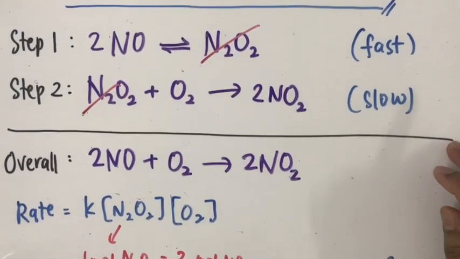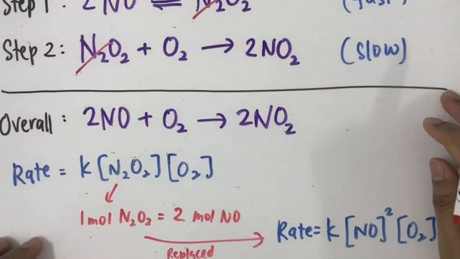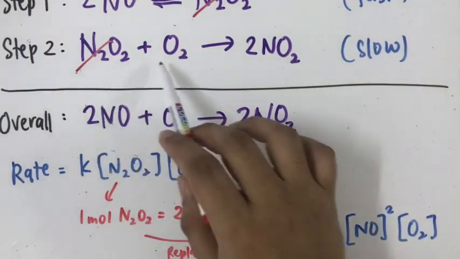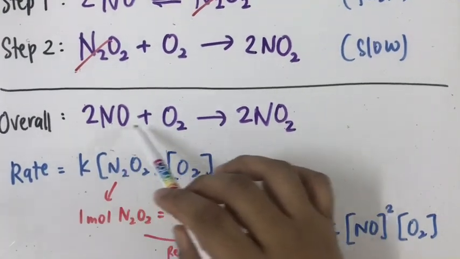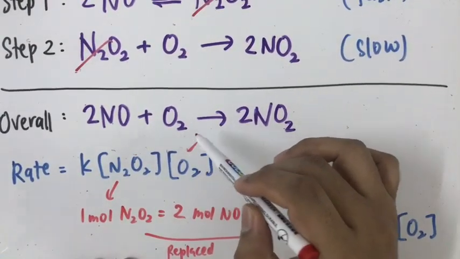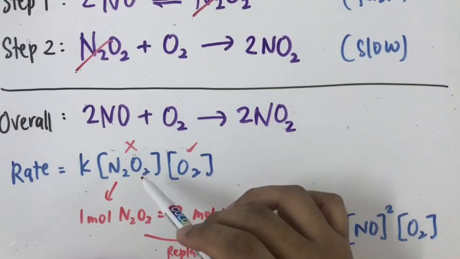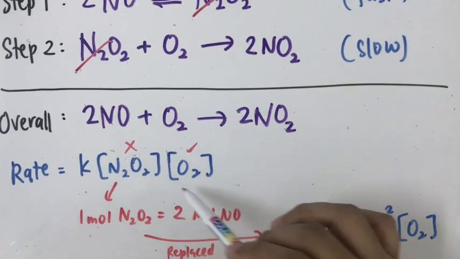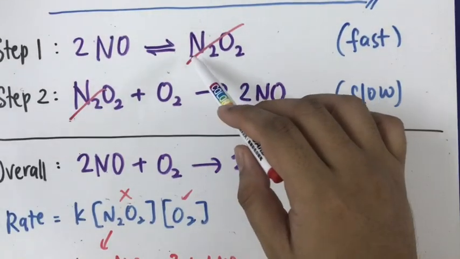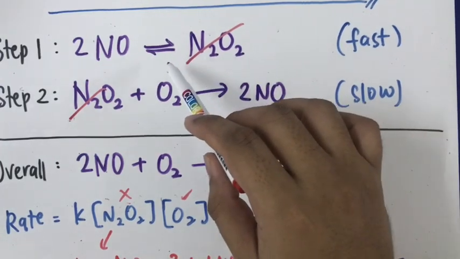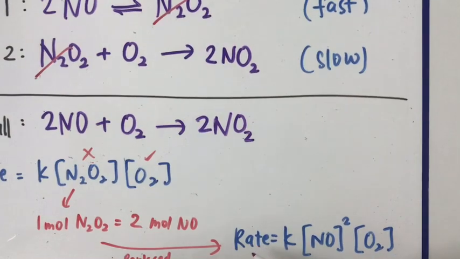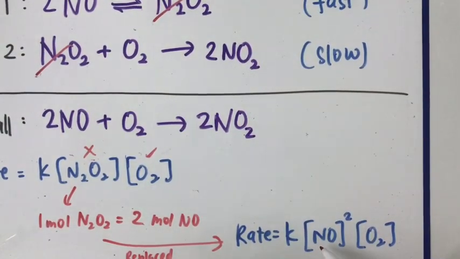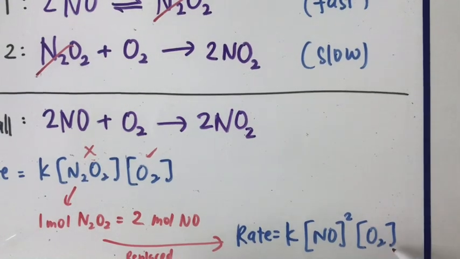So the rate here should, supposedly, come from the slow step, or the rate determining step. So the reactants here are N2O2 times O2. However, comparing with the overall reaction here, we only have oxygen, but we don't have the N2O2. So in order to do this, we have to replace the N2O2 with NO, because we can see from here that 1 mole of N2O2 is equivalent to 2 moles of NO. So we just need to replace this with NO squared, so we get the overall rate for this reaction equal to k times concentration of NO to the power of 2 times O2.